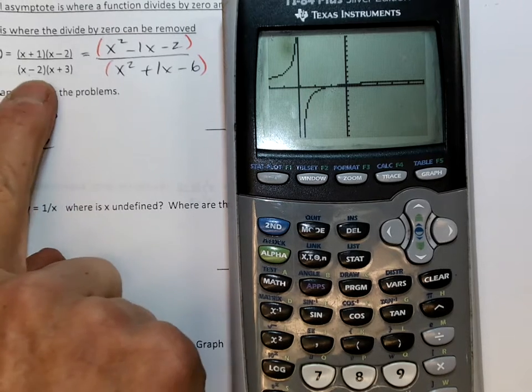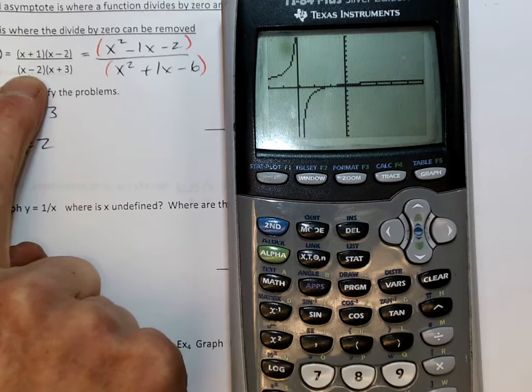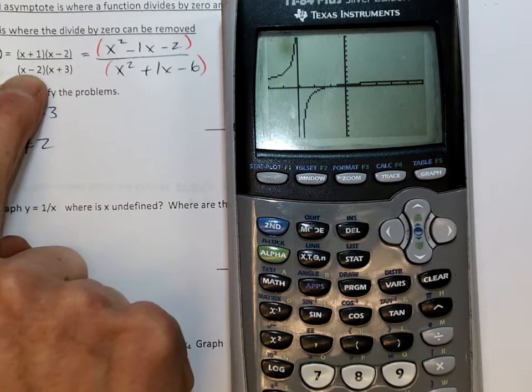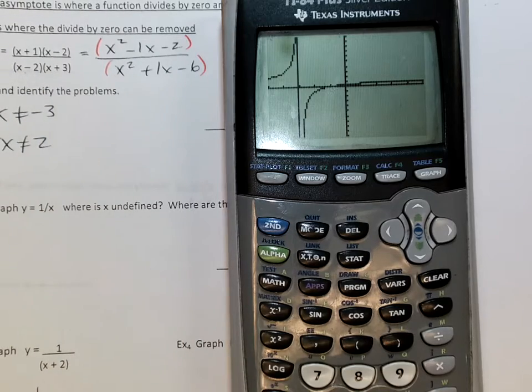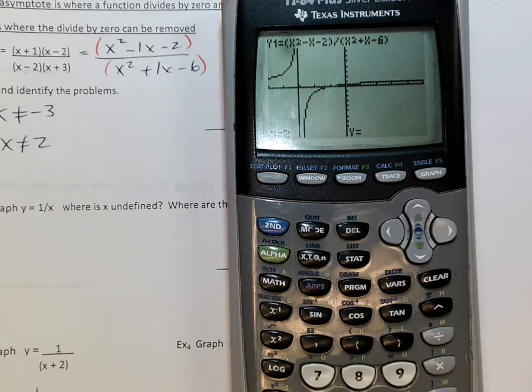I could put 1.999999 in, or I could put 2.0001 in, right? So the value at 2 is the problem. How thick is that hole? This thick. So check it out. If I go to trace and I try 2, enter, what's my y value? There is no y value.